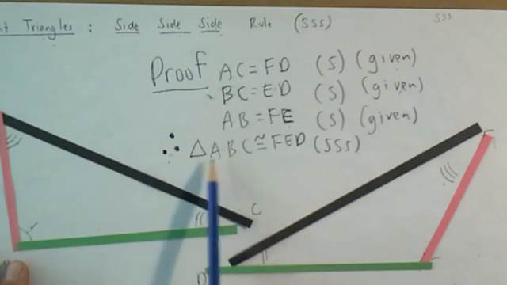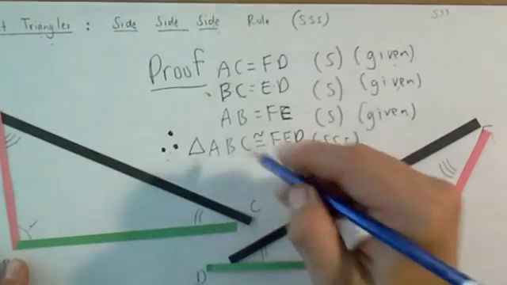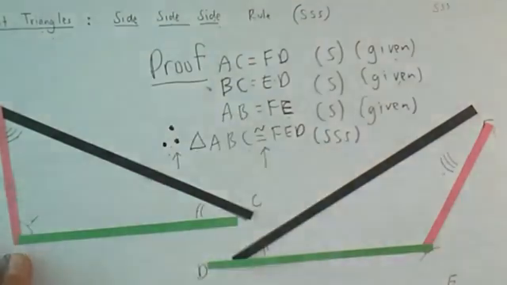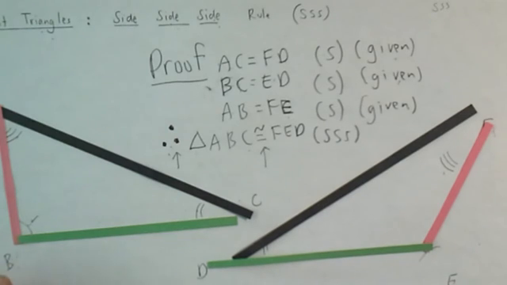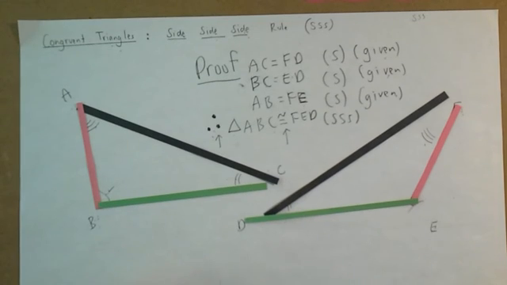So therefore, triangle ABC is congruent to triangle FED. So this means is congruent to, and this means therefore. And that is an explanation of the side, side, side rule. The recap is, if you're ever given 2 triangles and all 3 sides are equal, corresponding sides, then those 2 triangles must always be congruent.